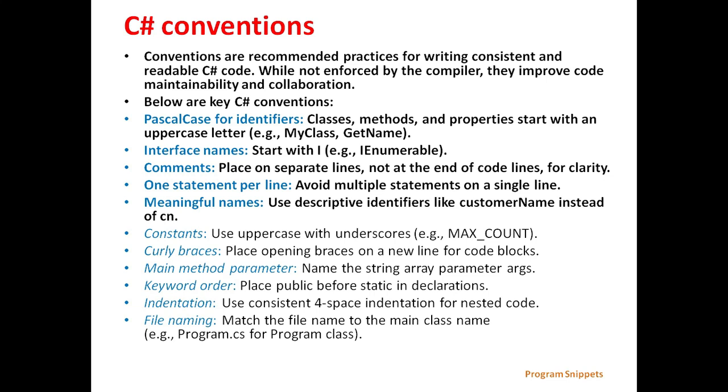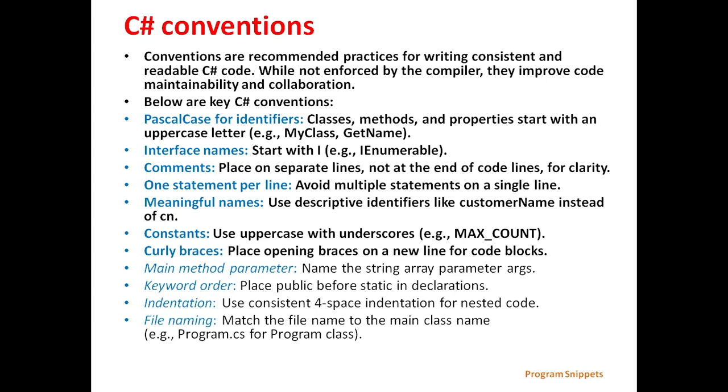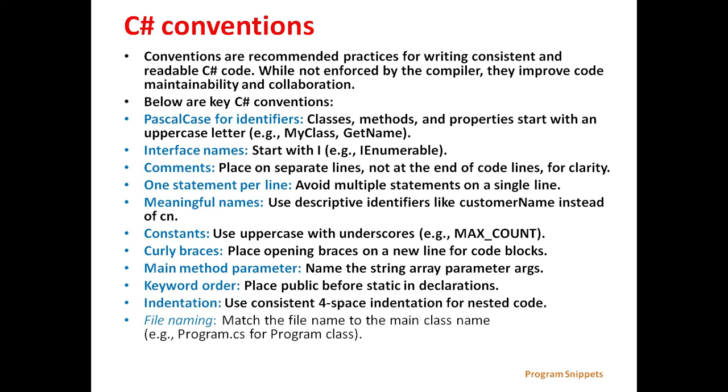Use descriptive identifiers like customerName instead of CN. Define constants in uppercase with underscore. Place opening and closing curly braces on a new line for code blocks. Name the string array parameter as args in the Main method. Place public before static in declarations, use 4-space indentation for nested code, and match the file name to the main class name. For example, Program.cs for the Program class.